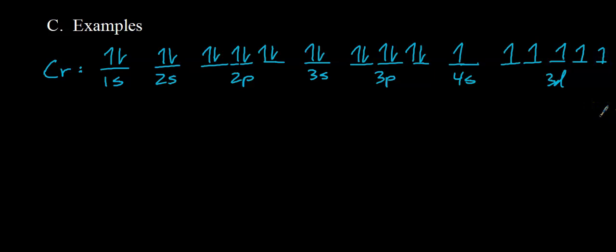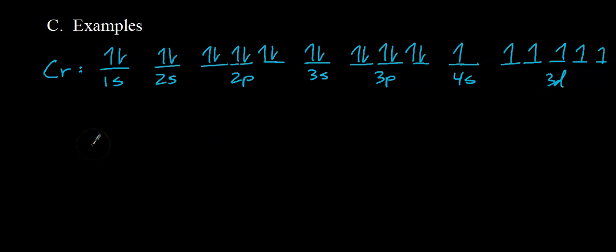And we end up with something like that. So chromium has a more stable arrangement of electrons if all of its 3d orbitals are half filled. So again, an electron moves from the 4s to the 3d, giving a half-filled 3d sublevel. Those words didn't seem to make sense to me when I just said them. So each orbital in the 3d sublevel is half filled, no empty orbitals.